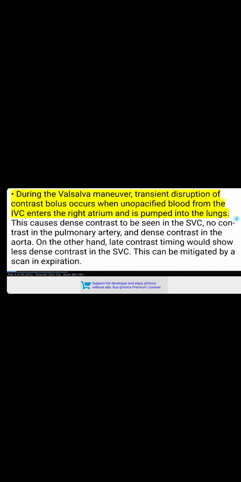During the Valsalva maneuver, transient disruption of contrast bolus occurs when unopacified blood from the IVC enters the right atrium and is pumped into the lungs. This causes dense contrast to be seen in the SVC, no contrast in the pulmonary artery, and dense contrast in the aorta. On the other hand, late contrast timing would show less dense contrast in the SVC. This can be mitigated by a scan in expiration.